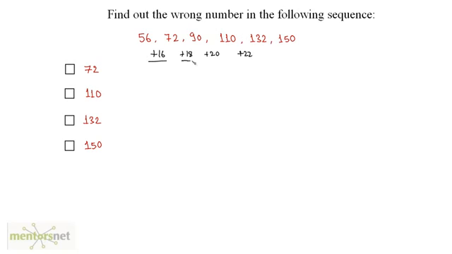So you see there is a pattern getting formed. 16 plus 2 is 18, plus 2 is 20, plus 2 is 22, so here it should be plus 24, isn't it? And 132 plus 24 does not give you 150, it should give you 156, right? So 150 is the wrong number here. So option D is the correct answer.